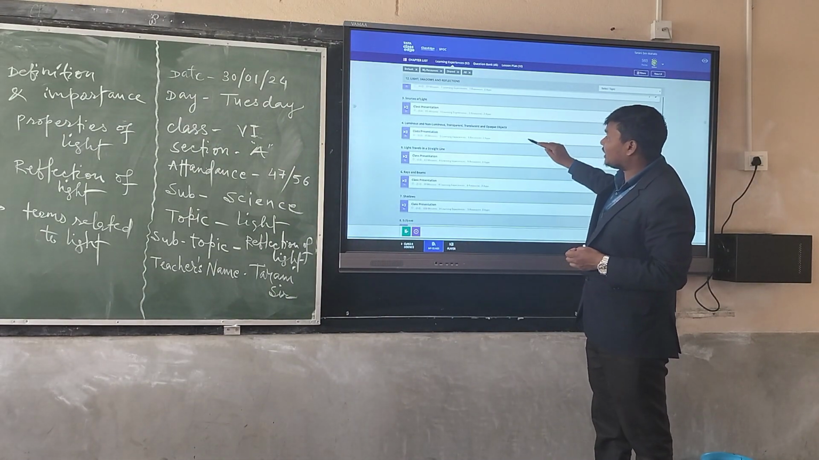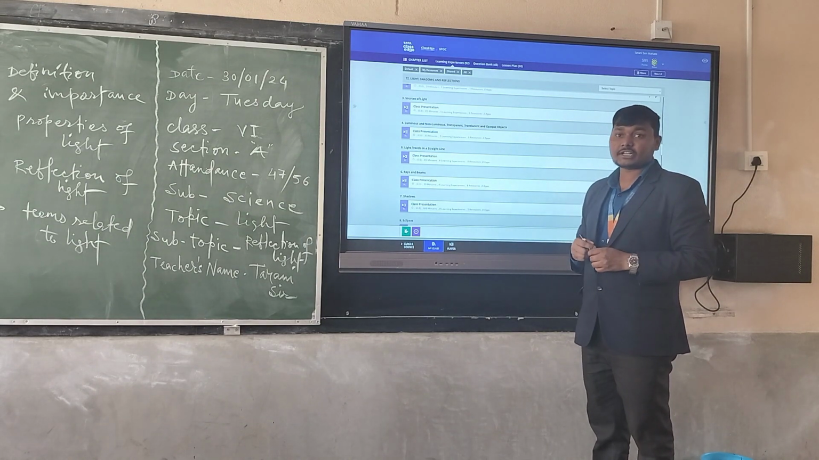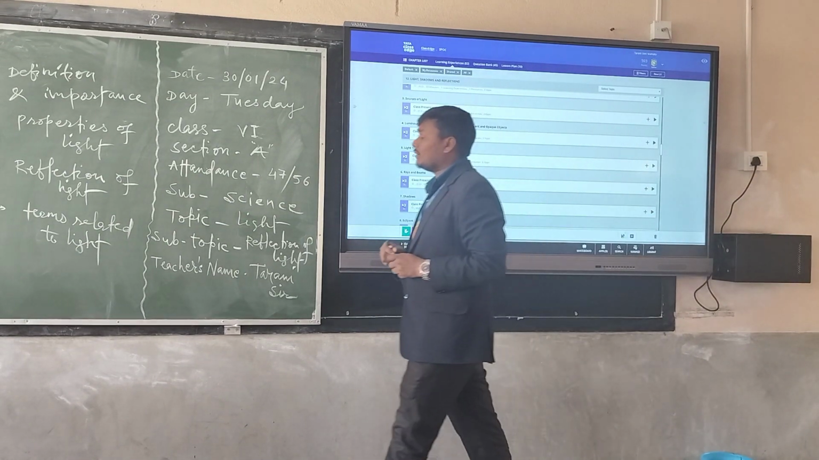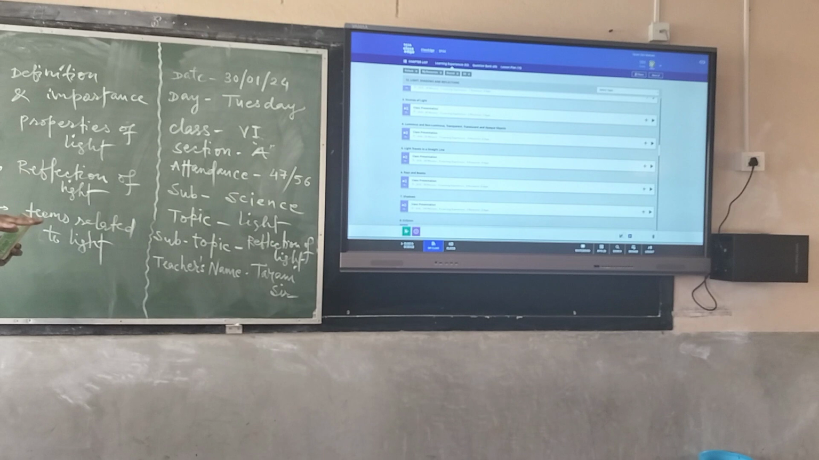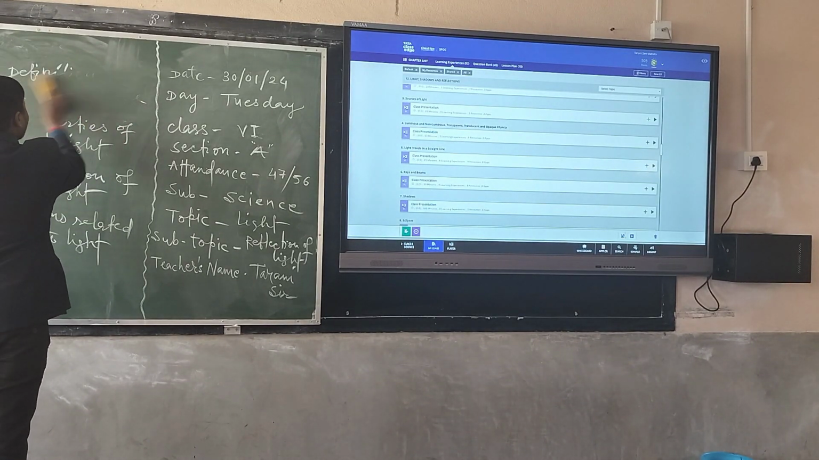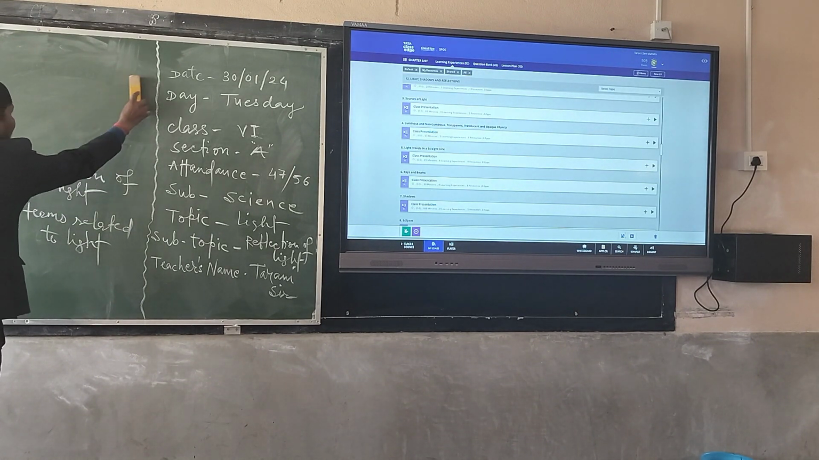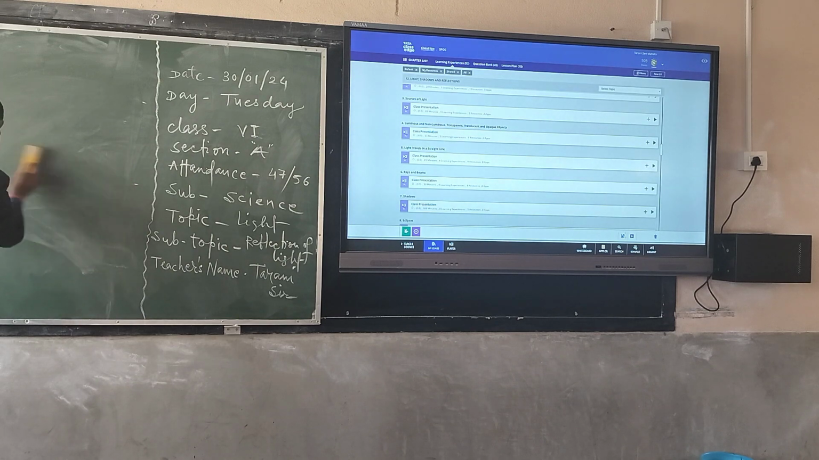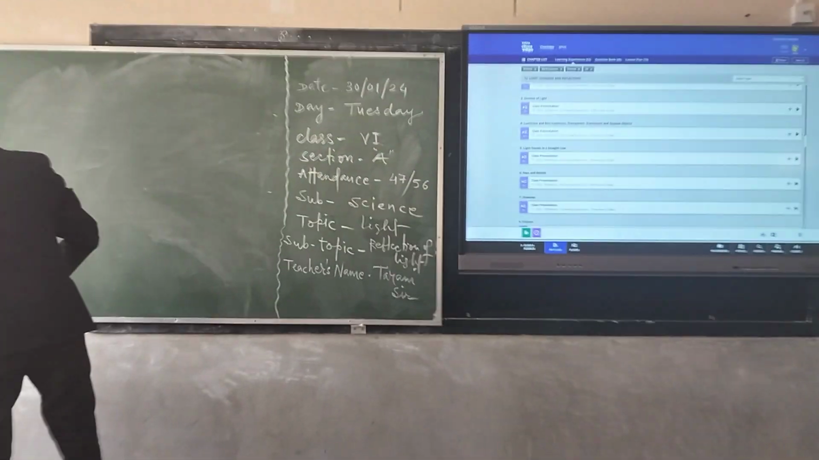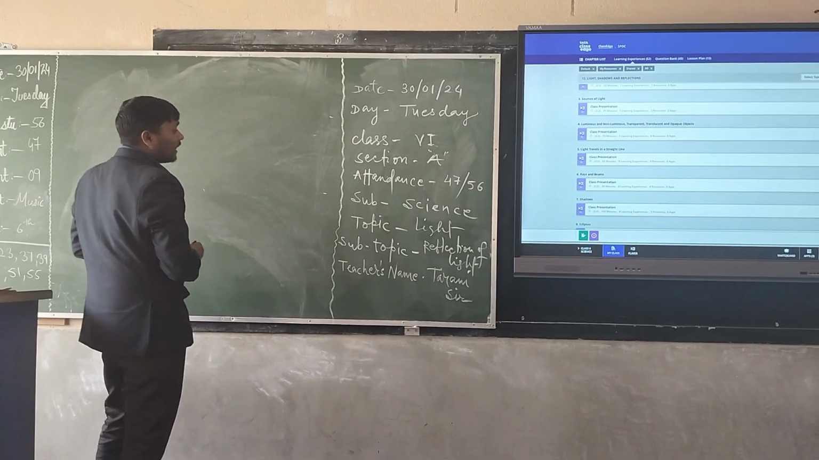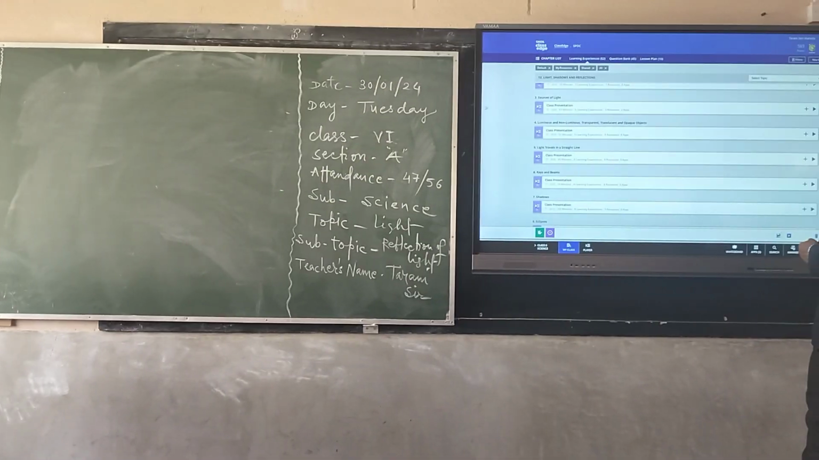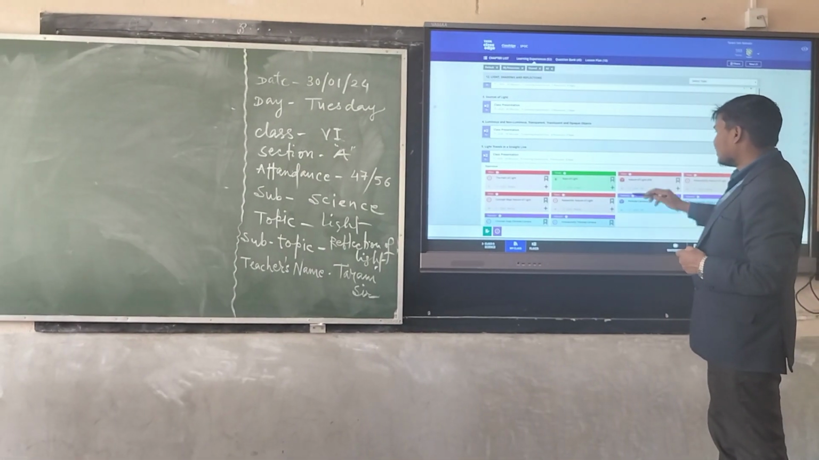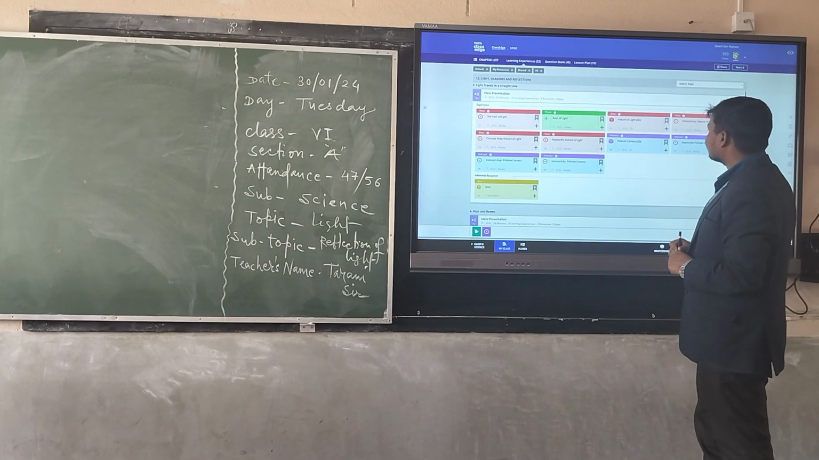A few terms are also there. You know light travels in a straight line. So let us do one activity to check whether light can travel in a curved path or not. For that, three things are required. One is the candle. Then the activity is done.